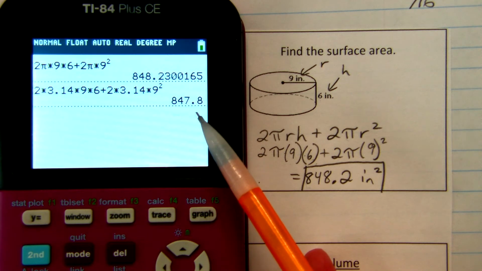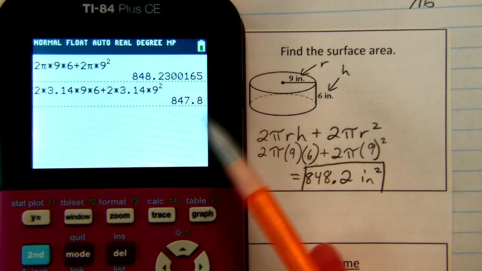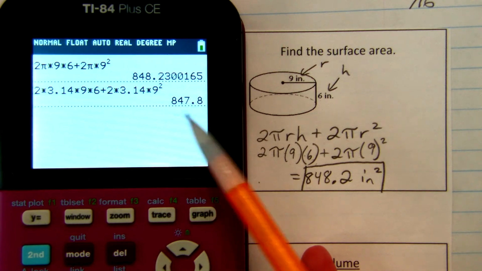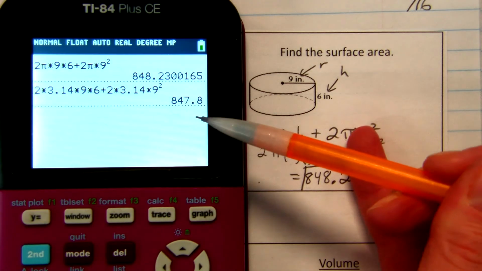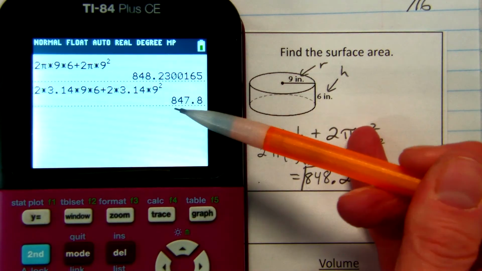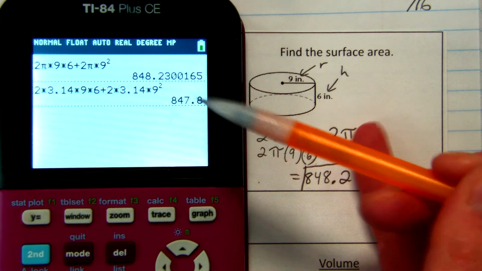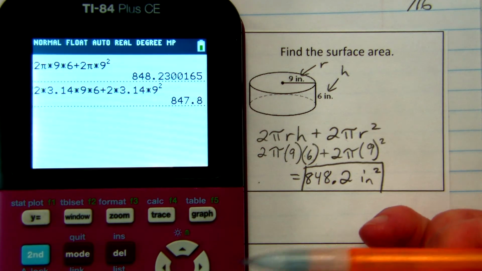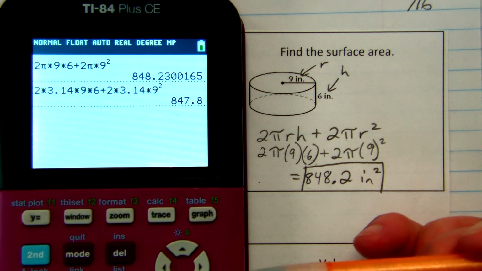So realize a lot of times in standardized tests, they may have you use 3.14 because then you don't have as much rounding to think about. But notice the answer does come out a little different. This is 847.8 and we got 848.2. So that's off by about 4/10. Would you still accept it?